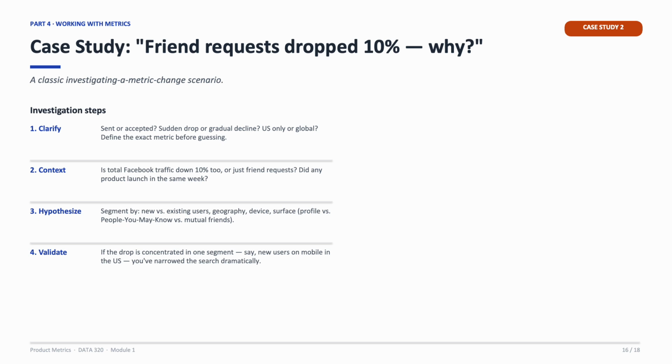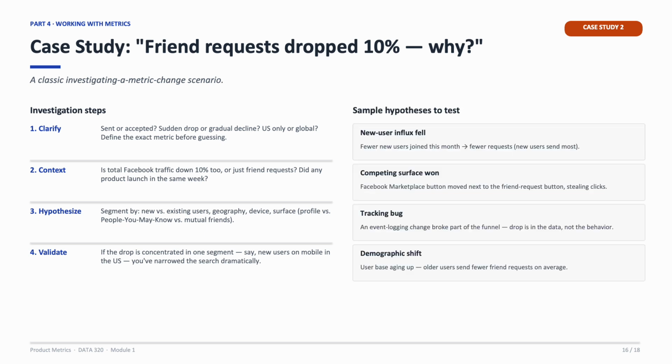Step 3, hypothesize. Here we can segment by new versus existing user, geography, device, product surface, profile page versus people you may know versus mutual friends. Step 4, validate. If the drop is concentrated in one segment, say new users on mobile in the US, you narrow the search dramatically.